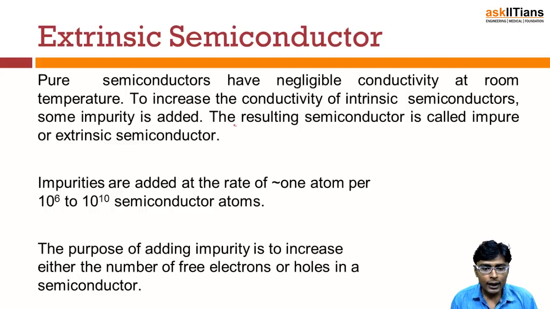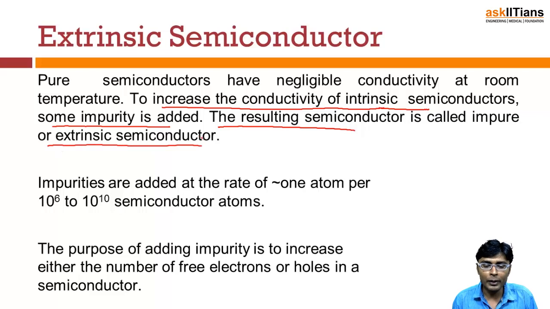So to increase the conductivity of an intrinsic semiconductor, some impurity is added. In a pure semiconductor we add the impurity, and this is called doping. The resulting semiconductor is called an impure or extrinsic semiconductor. It's obvious, whenever we mix an impurity into a pure semiconductor, it becomes impure, and we term it an impure or extrinsic semiconductor.